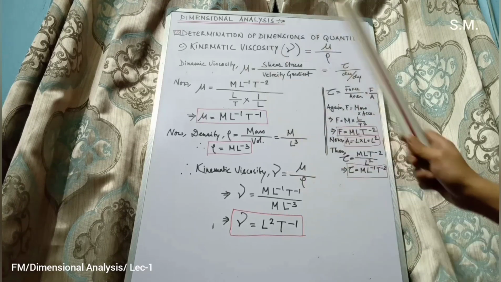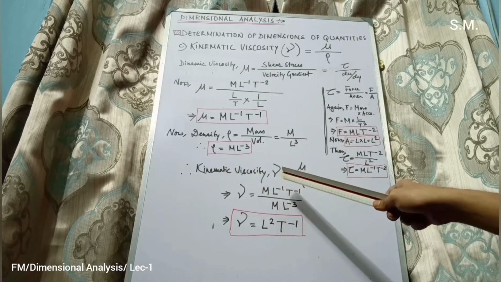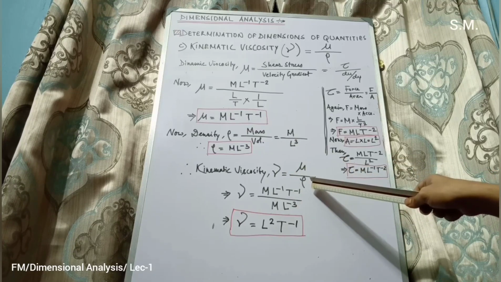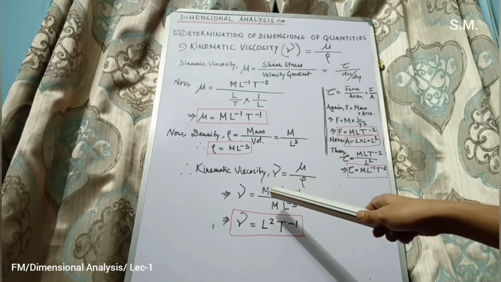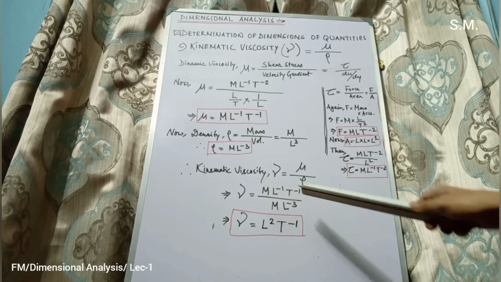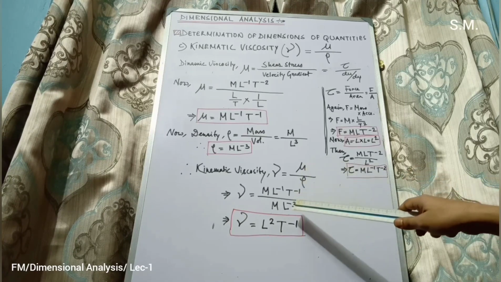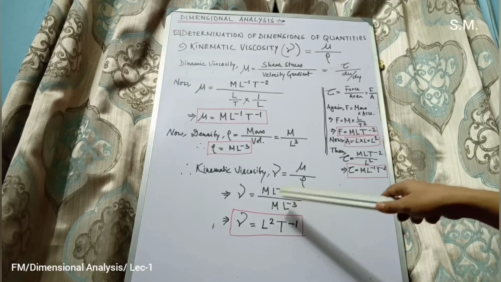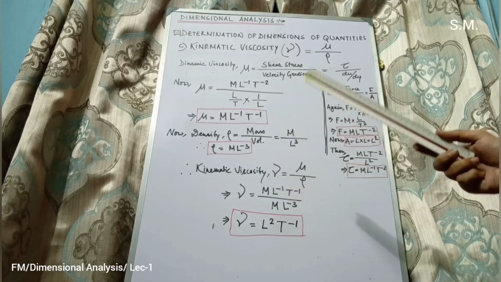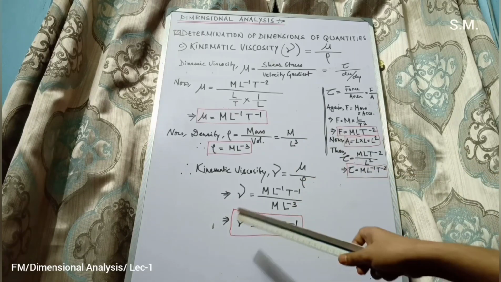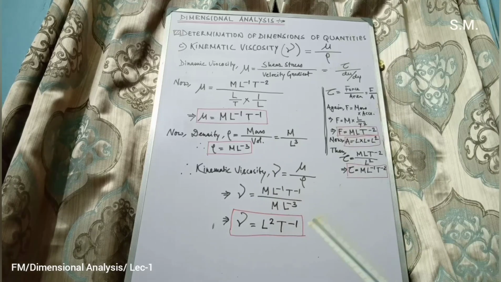Now what is kinematic viscosity? Kinematic viscosity nu equals mu by density, mu by rho. Above the division line we put the dimensions of mu, and below we put the dimension of rho. Then ultimately the dimension of kinematic viscosity, nu, equals L square T inverse.